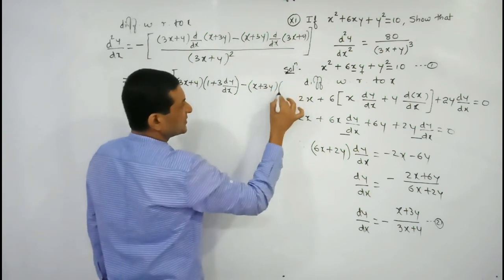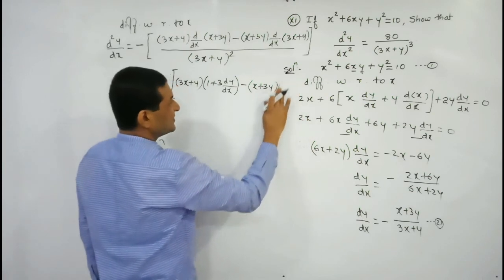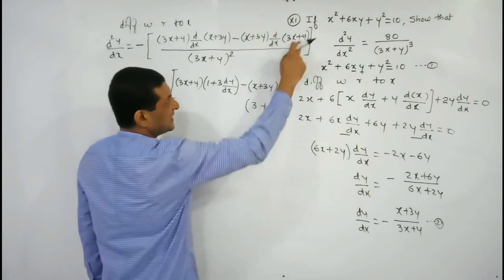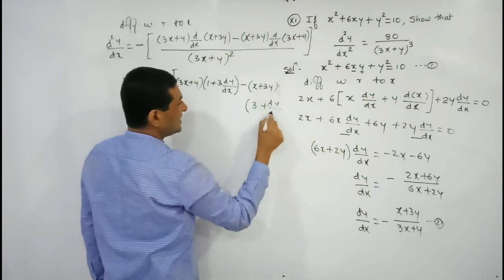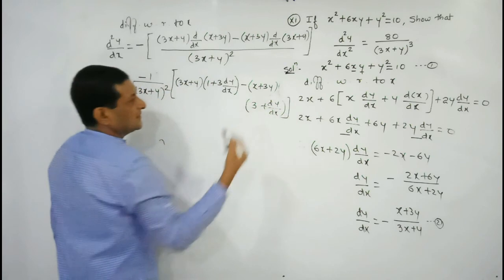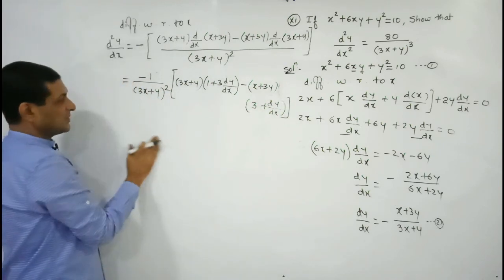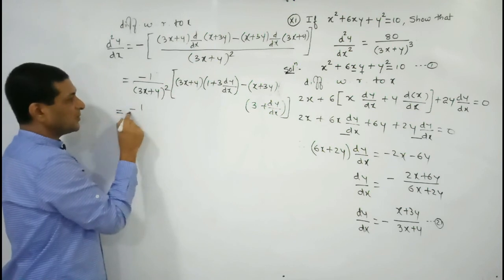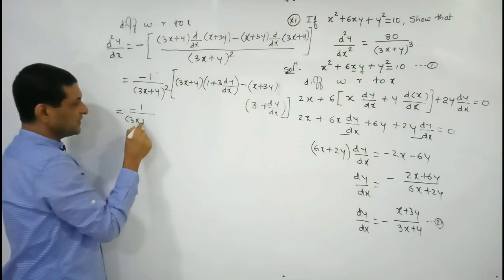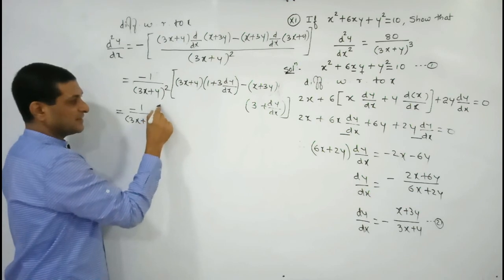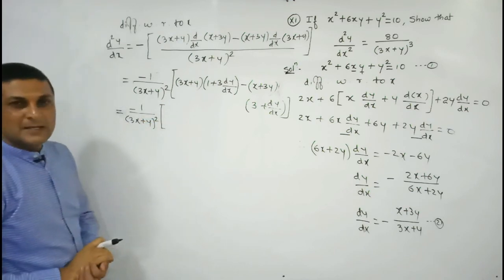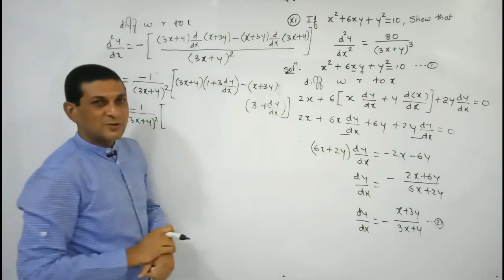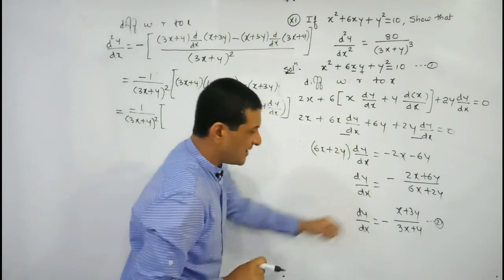Its derivative will be equal to, I am writing the derivative here, just try to understand. The derivative of 3x is 3 and the derivative of y is what? dy by dx. Okay. So which is equal to, let us take this to the side, minus 1 upon (3x plus y) whole square. Okay. Now we are substituting the value of dy by dx. We are substituting the value of what? dy by dx. Here we have got the value of dy by dx.